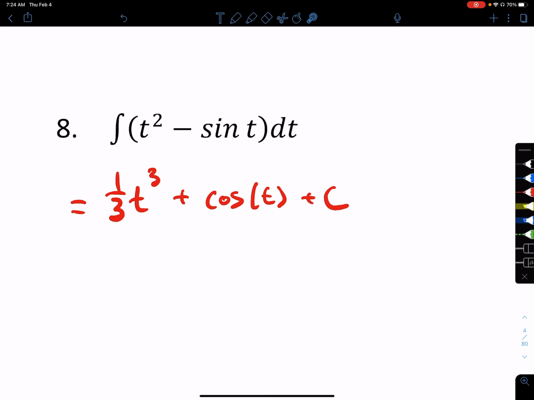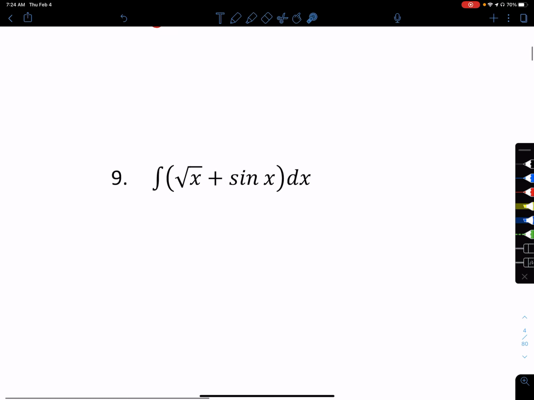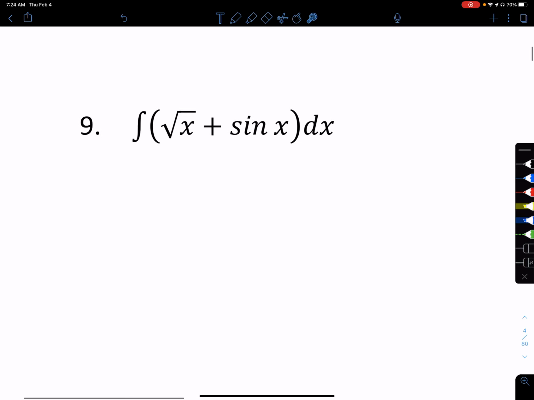Once again, you get to the point where you integrate and you're like, I don't know if I did this right. Then just take the derivative and see if you end up with what you have up here. And you would find that that's the case. Last example for this video.